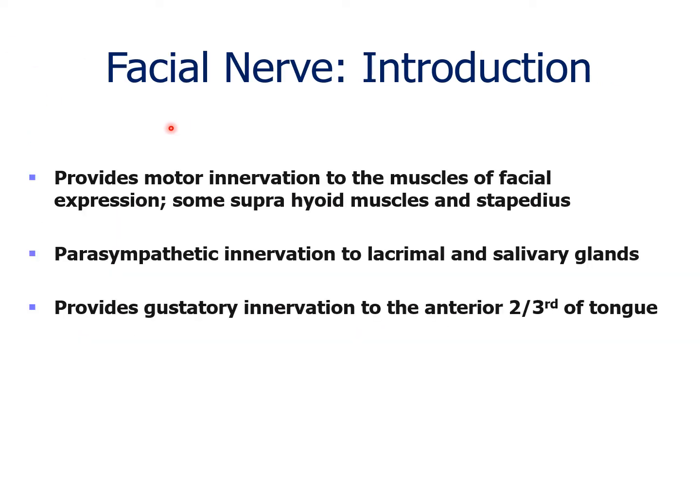We shall start with a quick recap of the main components of the facial nerve. We've already discussed that the facial nerve provides motor innervation to the muscles of facial expression, some suprahyoid muscles such as the posterior belly of the digastric and stylohyoid, and stapedius. We also know that the facial nerve branches provide parasympathetic innervation to the lacrimal glands, salivary glands, and mucus glands in the oropharyngeal region. And finally, the facial nerve is responsible for providing gustatory innervation to the anterior two-thirds of the tongue.